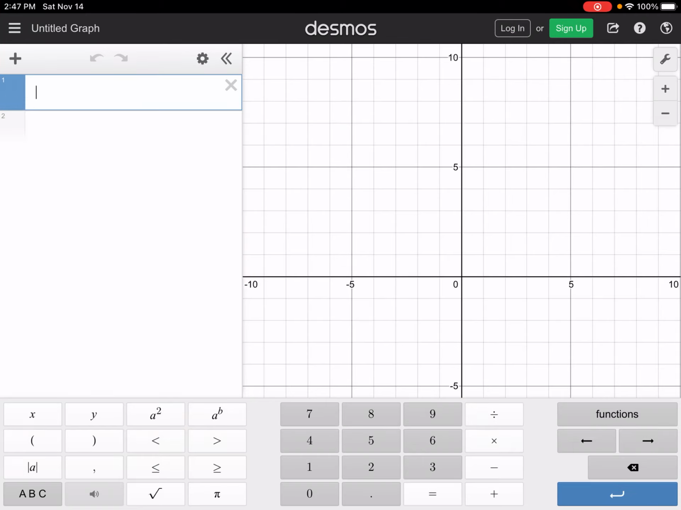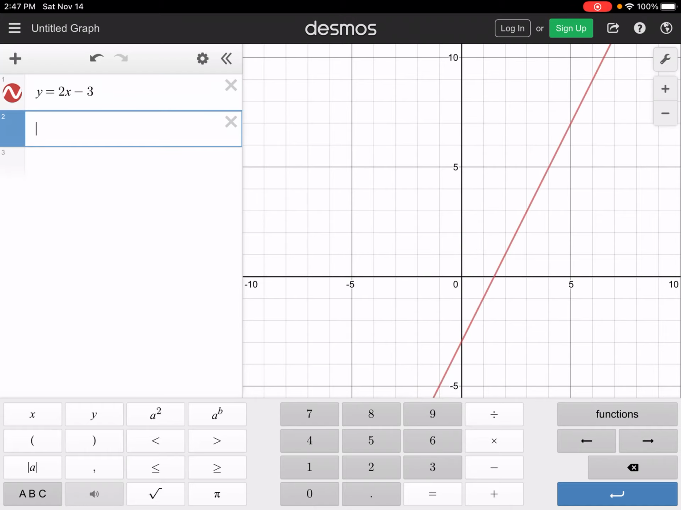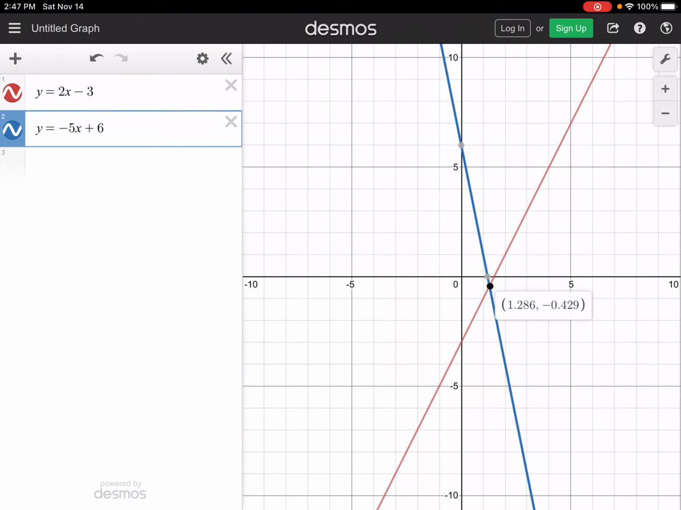So what I could do is I can go y equals, I'm going to type in my two equations. So 2x minus 3. Then I'm going to make another line and do y equals negative 5x plus 6. Okay, so this looks like our graph that we just did. But the nice thing about Desmos here is you'll see there's a little dot right there where they intersect. You can click the dot and it will tell you this approximate solution.